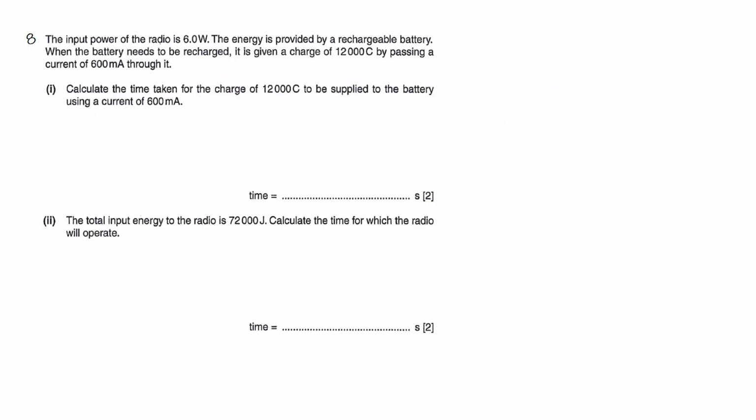The input power of a radio is 6 watts. The energy is provided by a rechargeable battery. When the battery needs to be recharged, it is given a charge of 12,000 coulomb by passing a current of 600 milliampere through it. Calculate the time taken for the charge of 12,000 coulombs to be supplied to the battery using a current of 600 milliampere.